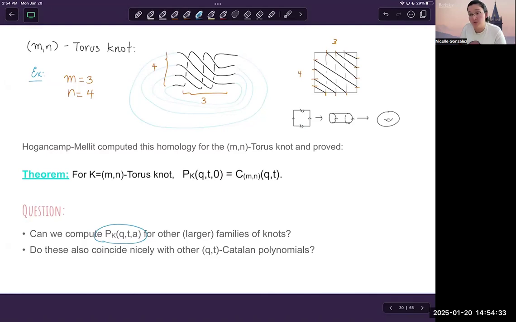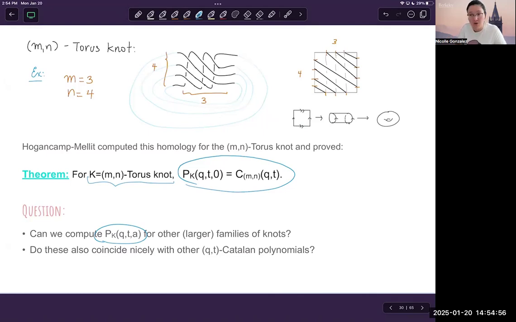for larger families of knots? So knots other than this particular family of m,n torus knots. There are many knots in the world. So can we actually compute it? And secondly, if we were to compute it, do we end up with another relation analogous to this one right here between that computation and these other Qt Catalan polynomials that we talked about, right?